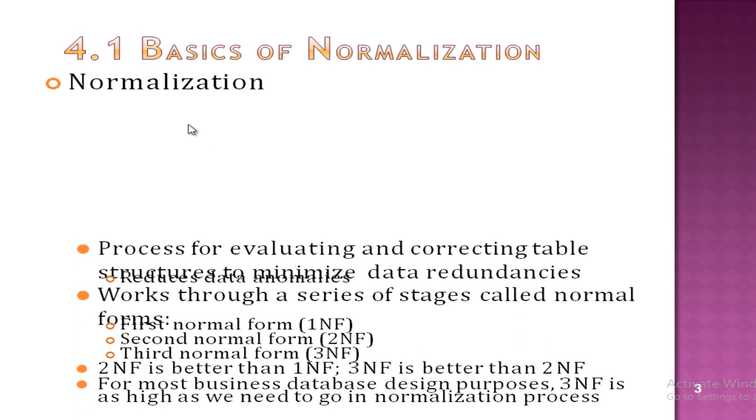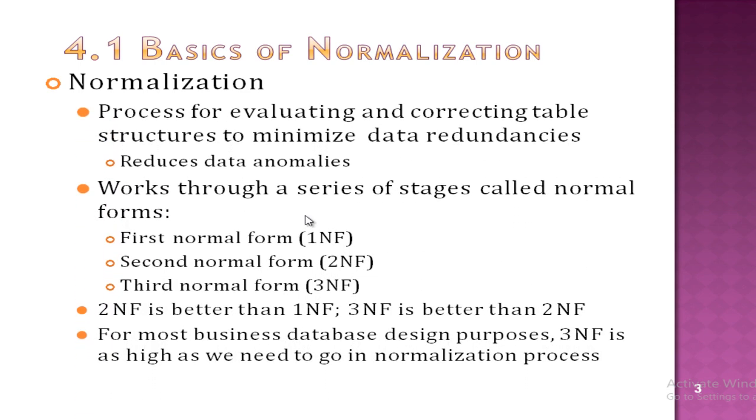So what do you mean by normalization? Normalization is the iterative process, which proceeds in a top-down fashion, evaluating each relation against the criteria of the normal forms. It is the process of evaluating and correcting the table structure to minimize data redundancy and reduce data anomalies. It works through a series of stages called the normal forms.